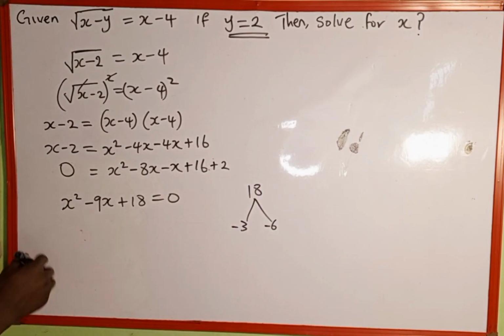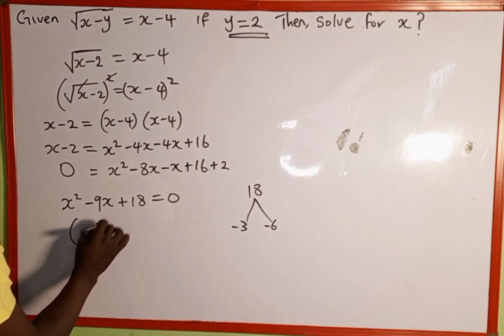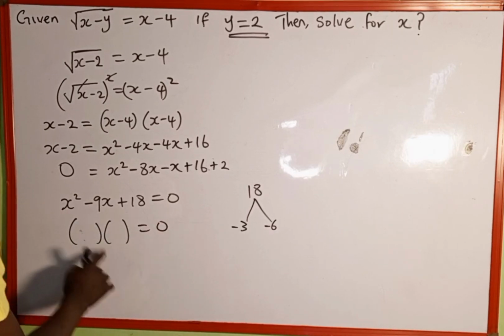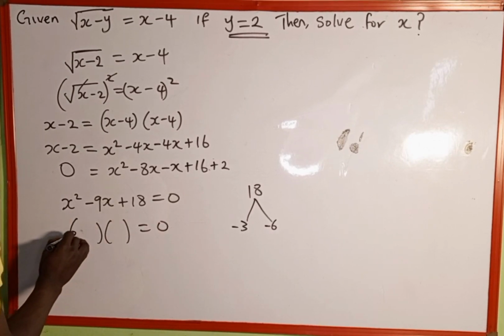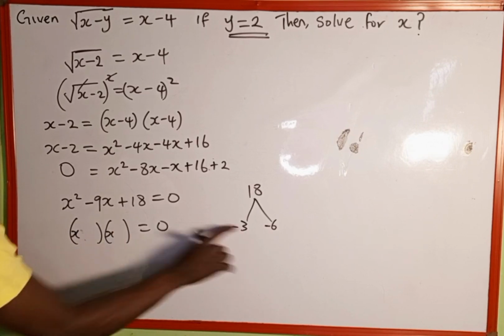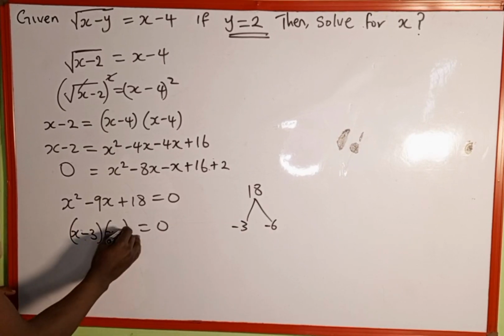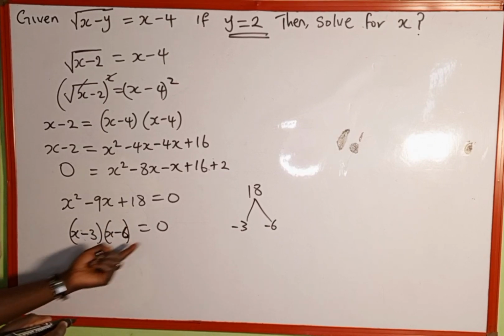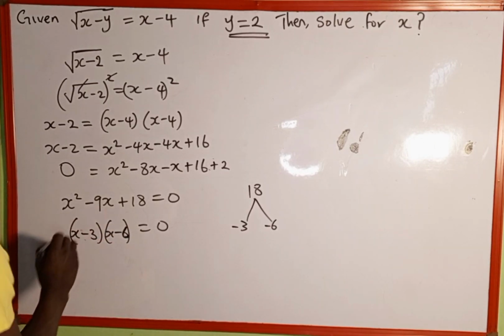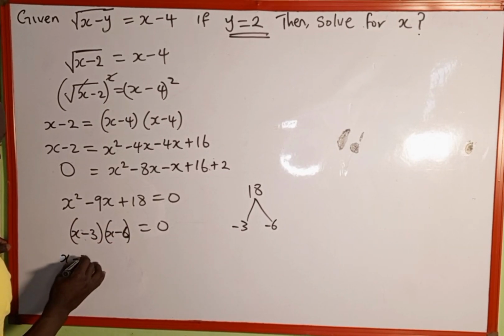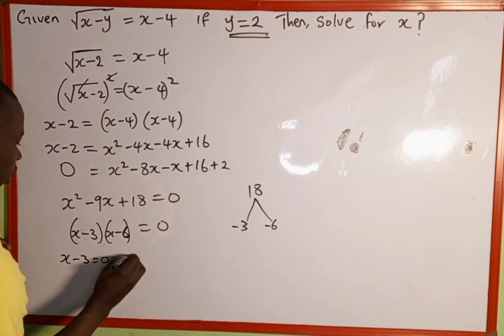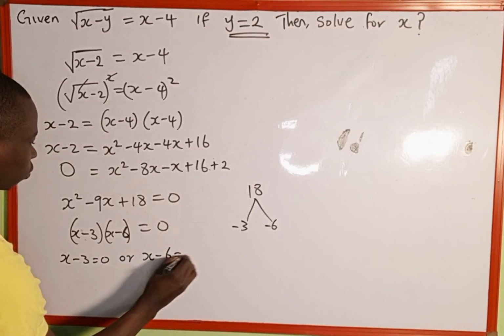And remember, in factorization, we open two brackets, then equate it to 0. What is the variable we are looking for? It is x. Write x here. The first number is negative 3, and the second number is negative 6. And remember, when two terms are multiplied together and equal 0, it's either the first one, x minus 3, is equal to 0, or the second one, x minus 6, is equal to 0.